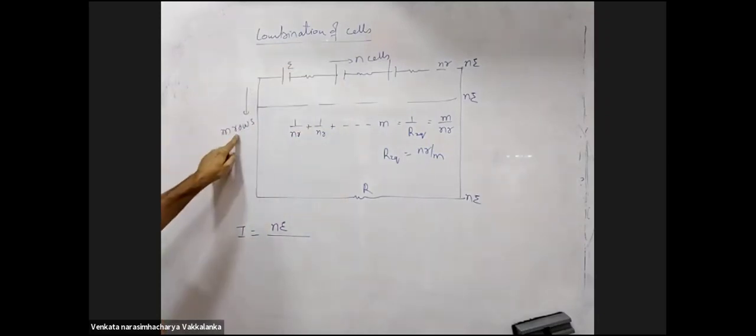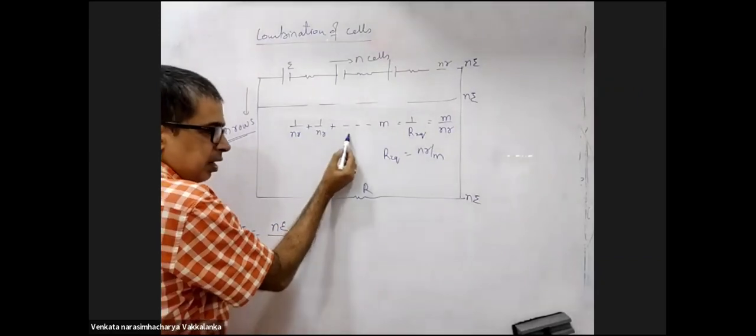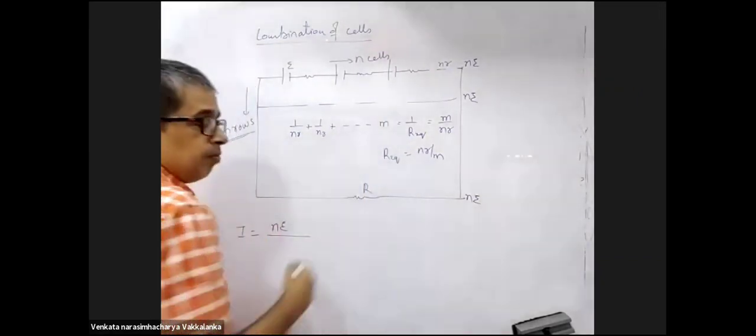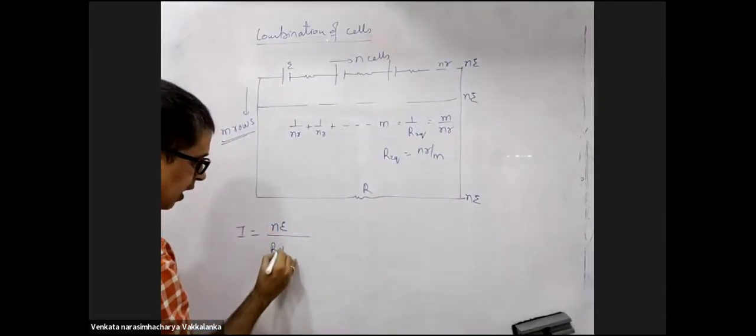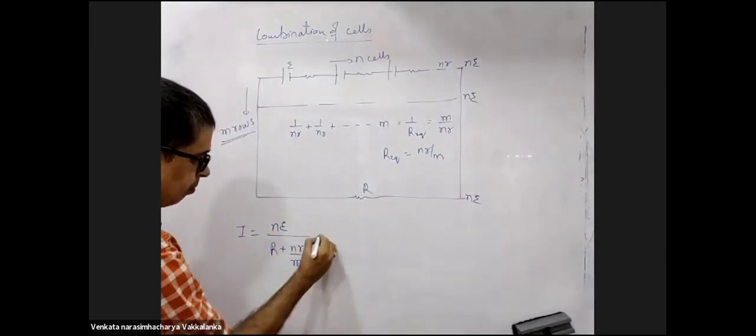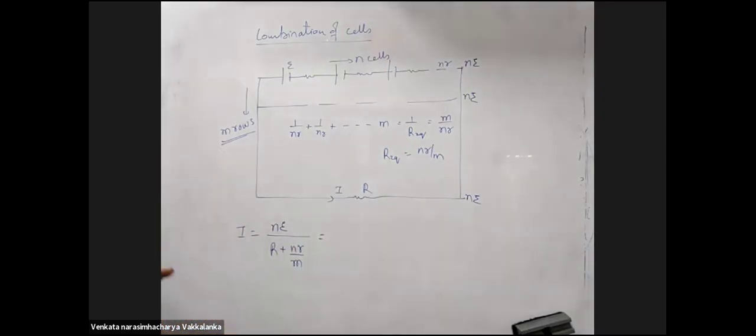How many such type of rows have you got? M such type of rows. So 1 by NR plus 1 by NR plus 1 by NR up to M components. So M by NR, R equivalent is NR by M. R plus NR by M is the total resistance, and the current through this resistance follows from that. Is everybody clear till here?